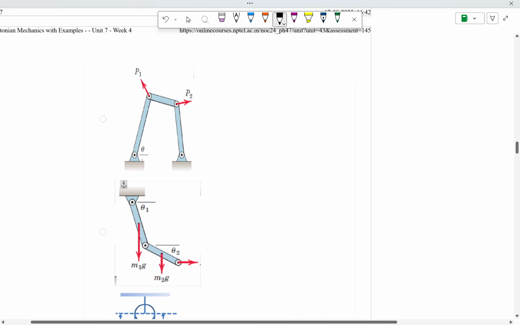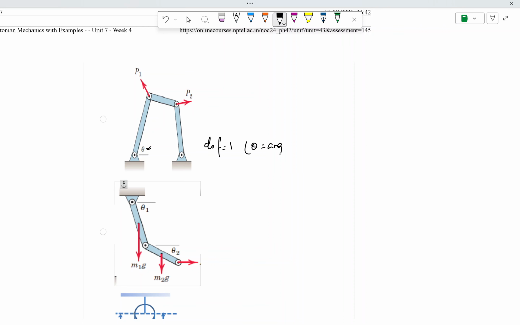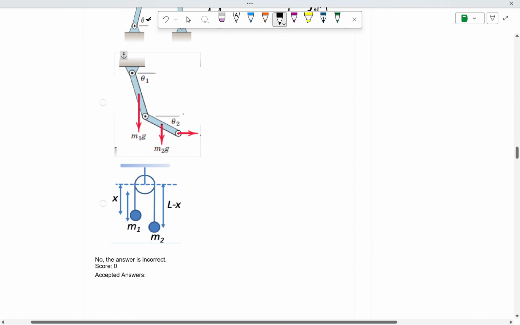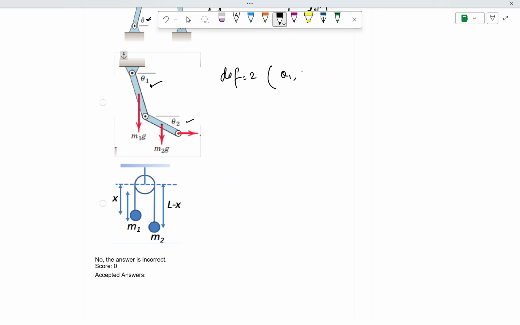Then again, here the only dimension I had mentioned is theta. So the degree of freedom is again 1, which is angular. Because if you play around with these pulling forces P1 and P2, you can change theta. Then option number C, you can see there are two angular directions, theta 1 and theta 2, mentioned. So here the degree of freedom is 2.